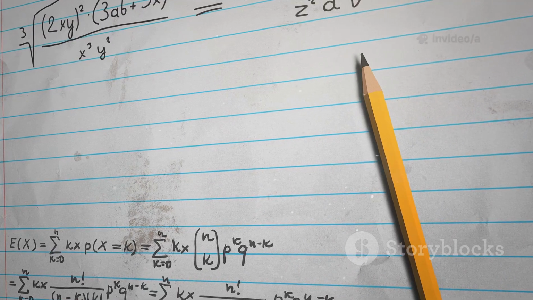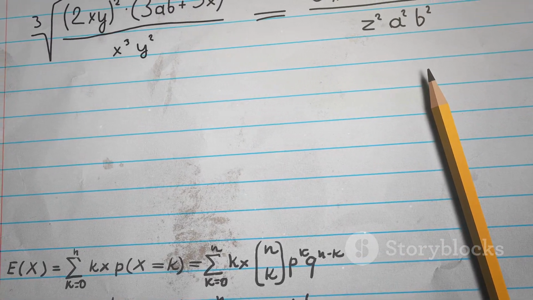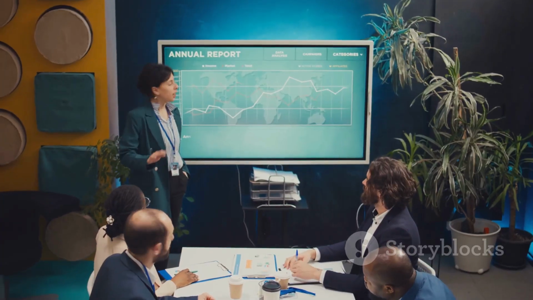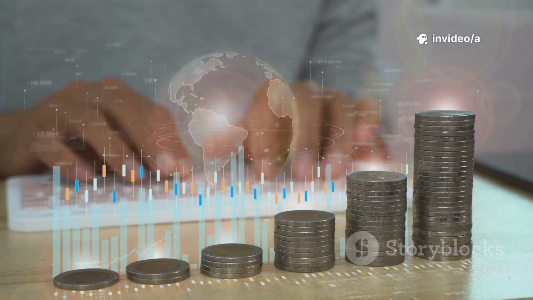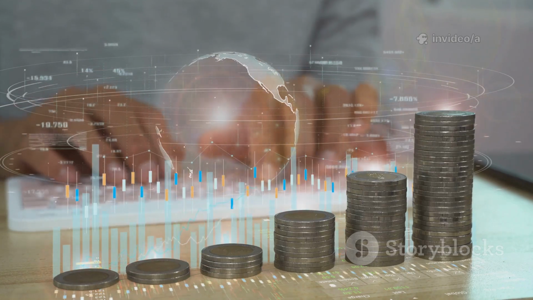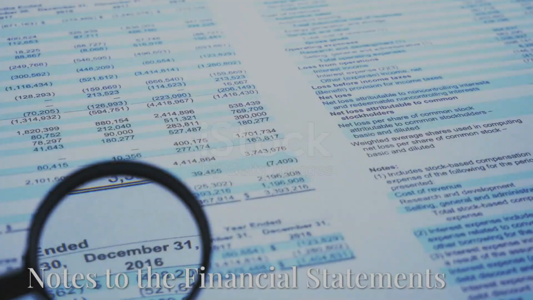For the CMA exam, know how to calculate ending retained earnings. Beginning balance plus net income minus dividends. It's crucial for shareholders to see how their investment's value has changed. This statement answers how much profit was reinvested and how much was paid out. Now let's talk about the details behind the numbers.